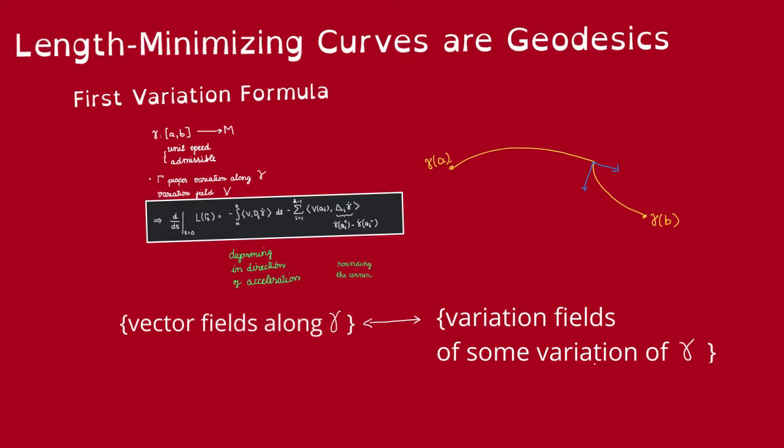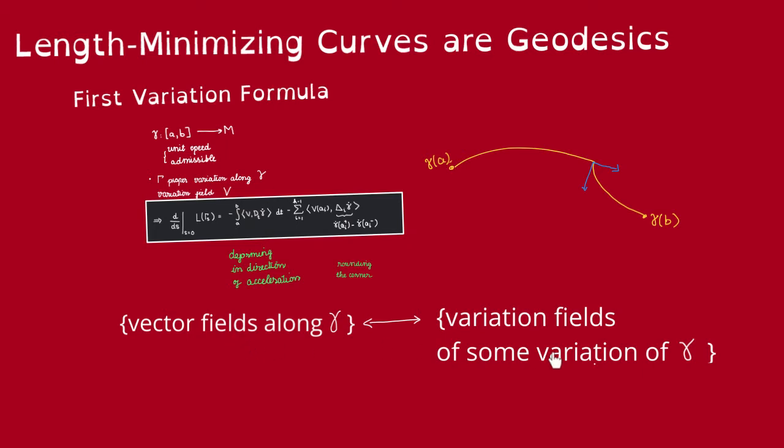Recall that in showing that length minimizing curves of unit speed are geodesics, what we did was that we plugged in different vector fields into this first variation formula. Why were we able to plug in just any vector field?